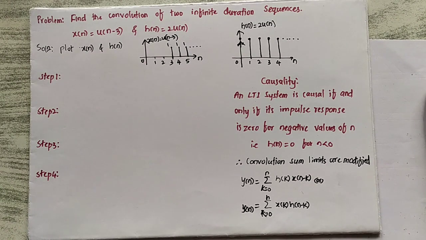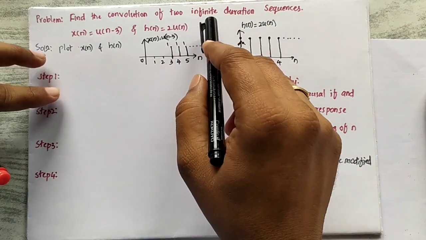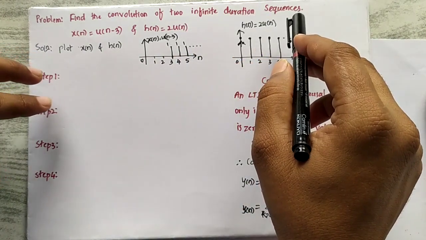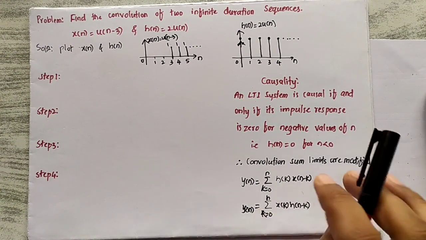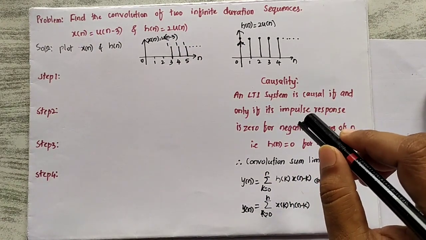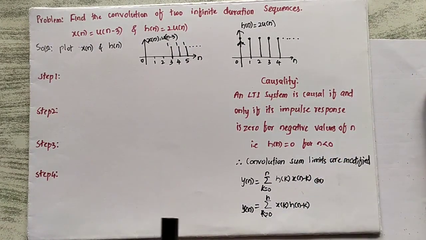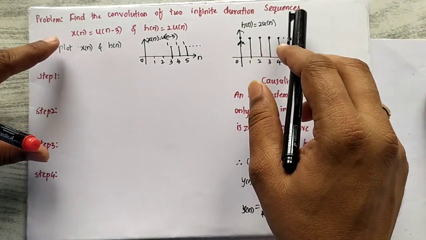Here is one more example, wherein we need to find the convolution of two infinite duration sequences. In the previous example, the sample values of n were finite. Here we will consider an example wherein the sequences extend towards infinity. So here is the problem: find the convolution of two infinite duration sequences.